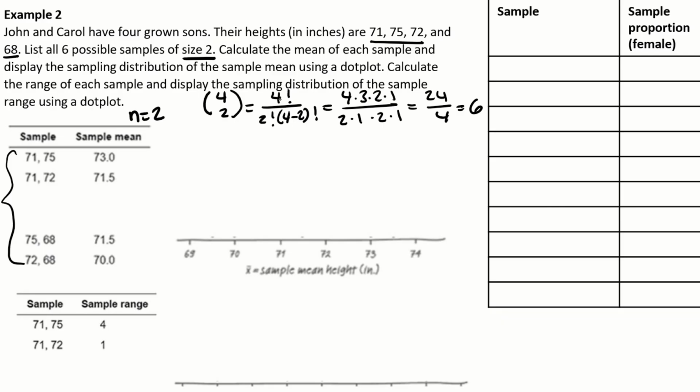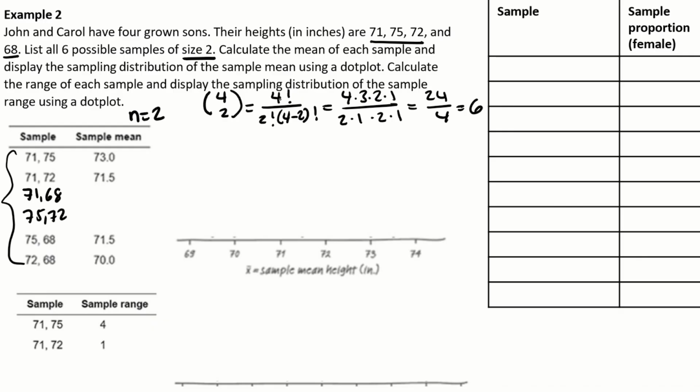That's one way to do it. You can just calculate like that, and you can also do all this in the calculator. You don't have to show this calculation, because the calculator can do it for you. So we have 71 and 75. We can do 71 and 72. Those are some possibilities. We can also do 71 and 68. We can do 75 and 72.